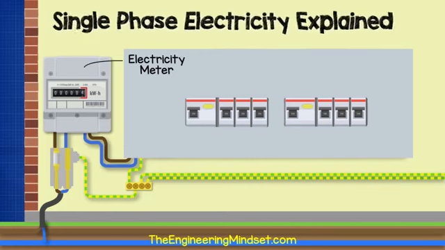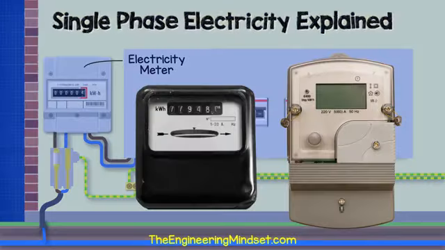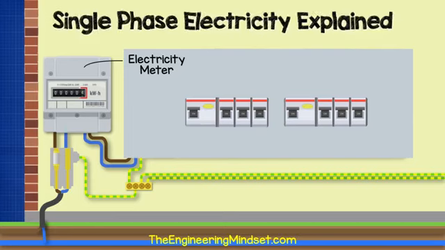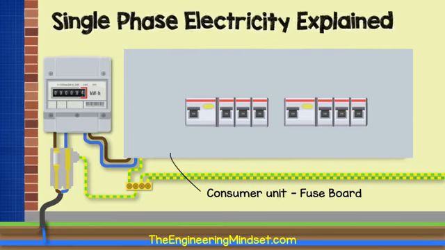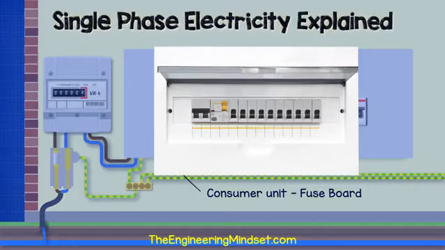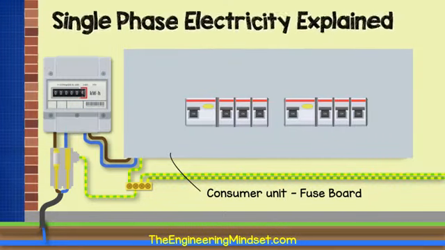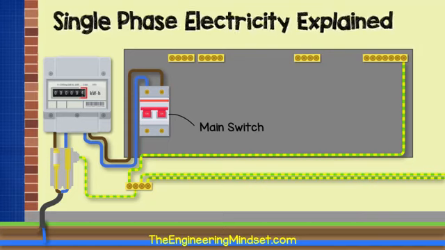The phase and the neutral then enter the electricity meter, which quantifies how much energy is being consumed. You may find that this meter is mechanical or electrical or even a digital smart meter. There are a lot of variations of design for these. The phase and the neutral will then leave the electricity meter and enter the consumer unit or fuse board. The consumer unit or fuse board varies in size depending on the size of the property and how many circuits are being controlled. Inside the consumer unit, we first have the main switch or main double pole isolation switch.